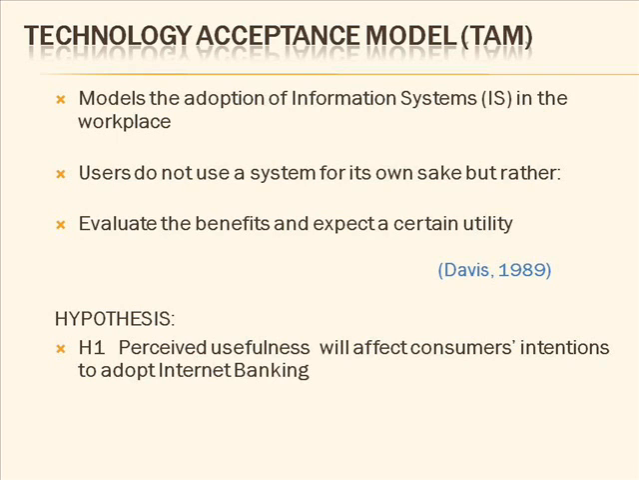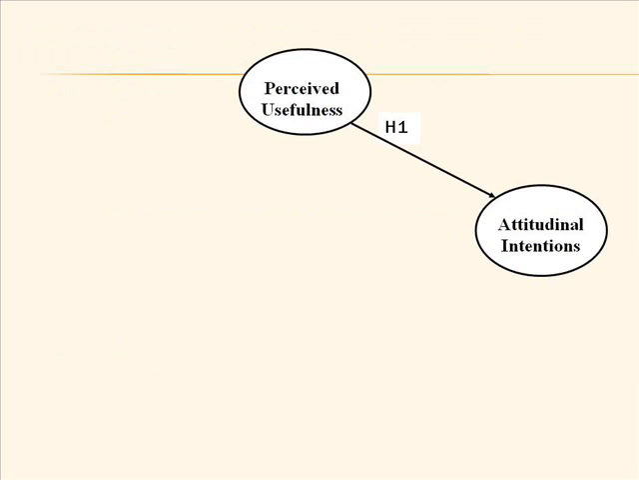People don't use a system for its own sake, but rather for the benefits that they expect to get from it. This could be true of internet banking, for instance. So one hypothesis might be that the usefulness of internet banking will affect consumers' intentions to adopt internet banking. Now that's shown in the model by an ellipse with perceived usefulness and an arrow drawn to attitudinal intentions, and that illustrates one hypothesis. We're calling that H1.